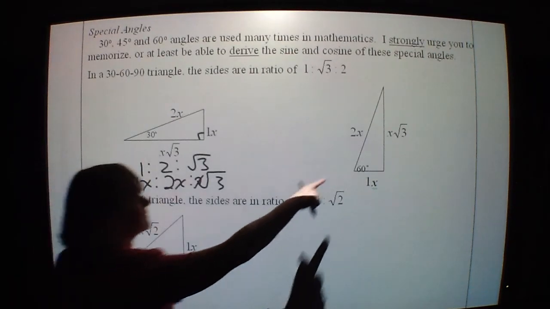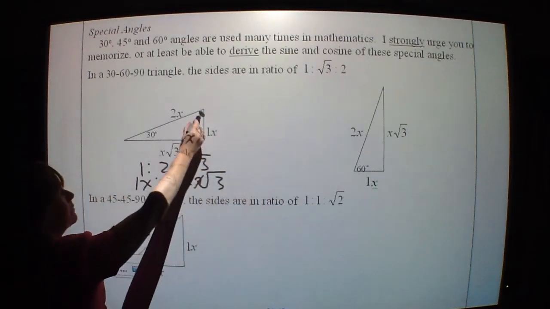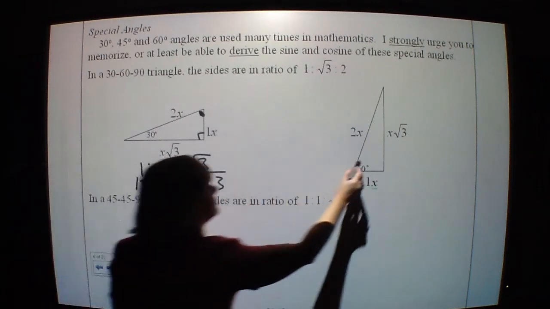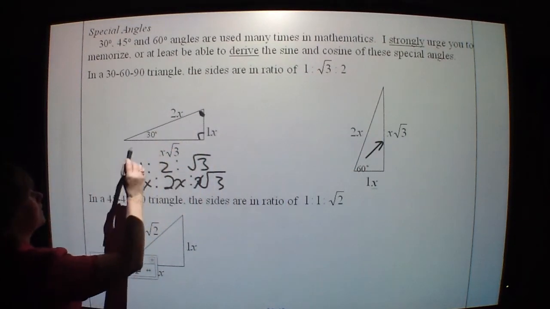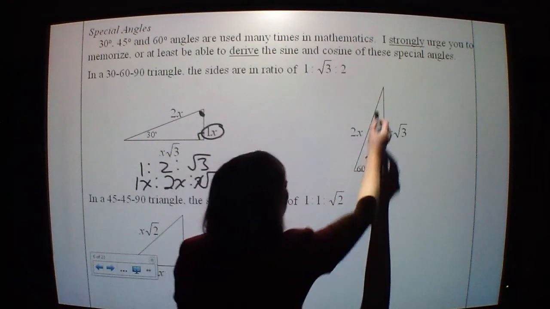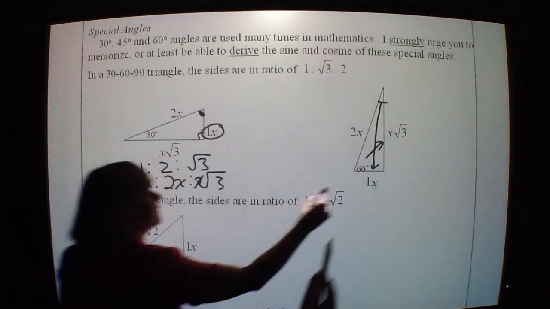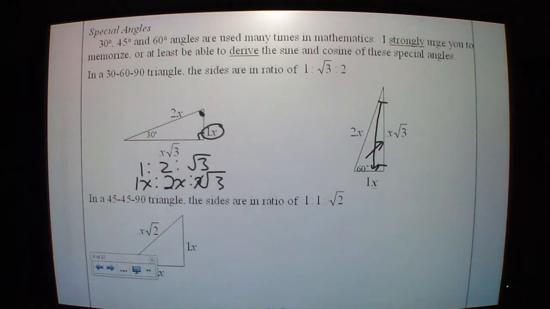The 60-degree triangle is really the same triangle, because this would be my 60 degrees, but I drew it over there. Opposite the 60 is x radical 3. Opposite the 30 is 1x. And opposite the right angle is the hypotenuse, which is 2x.